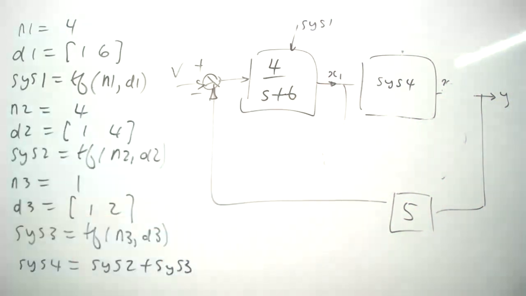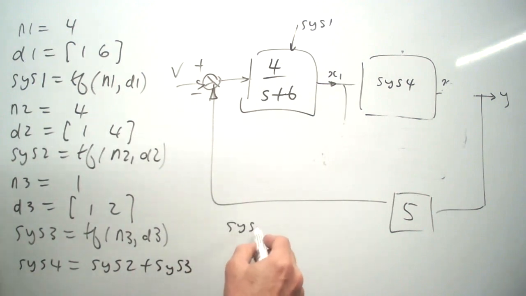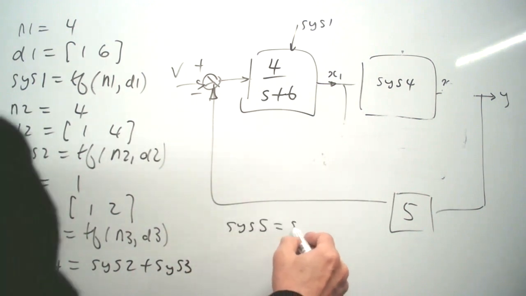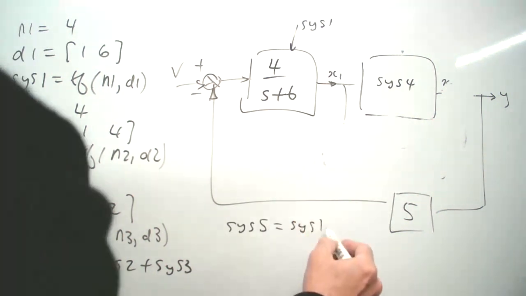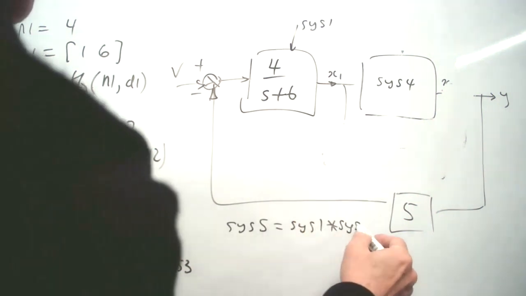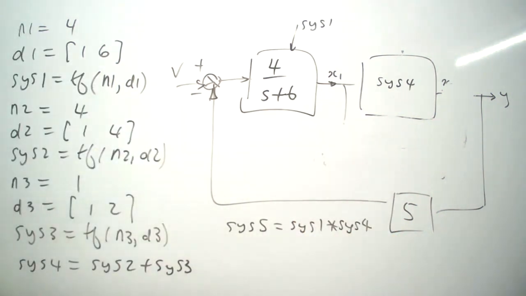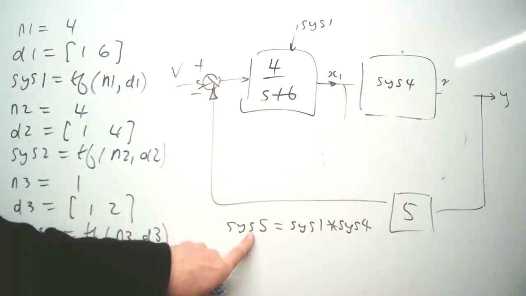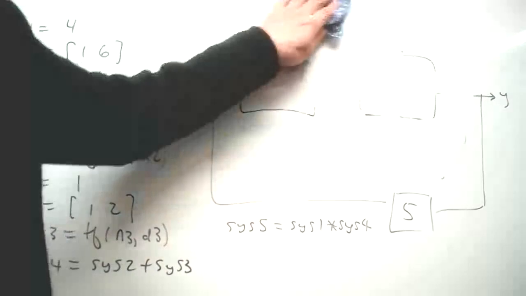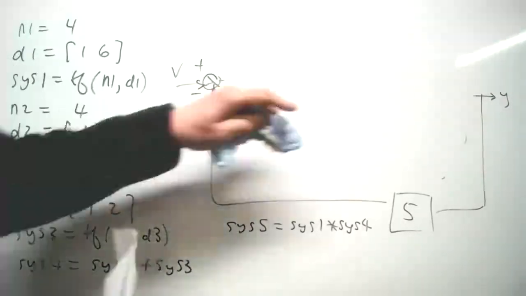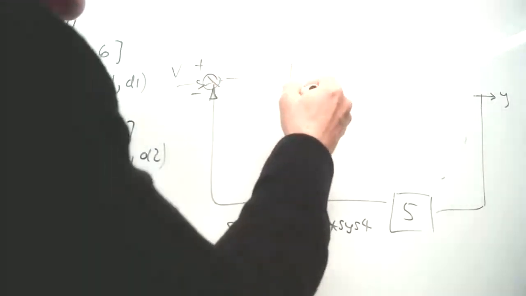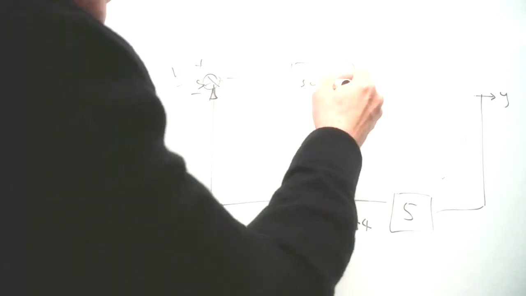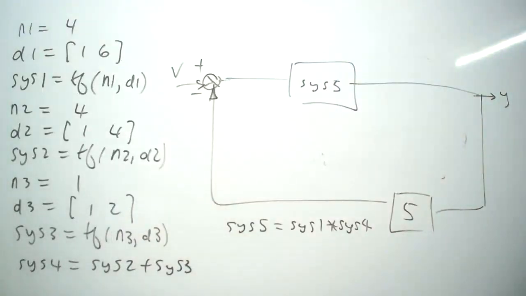So that's going to say, so we can say now, let's say sys 5 equals sys 1 times sys 4. So now we've got rid of sys 1 and sys 4 and replaced them with sys 5. So this has gone now, and that's been replaced with sys 5 like that.